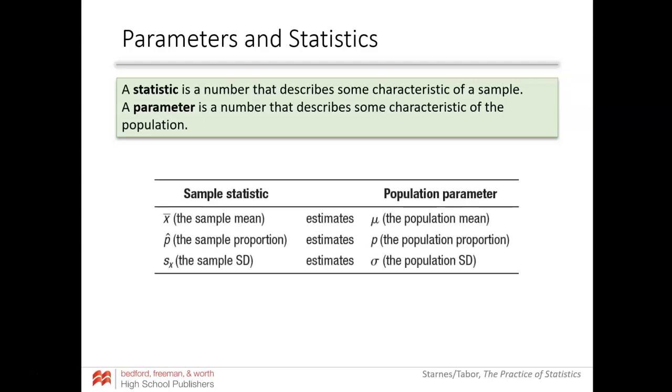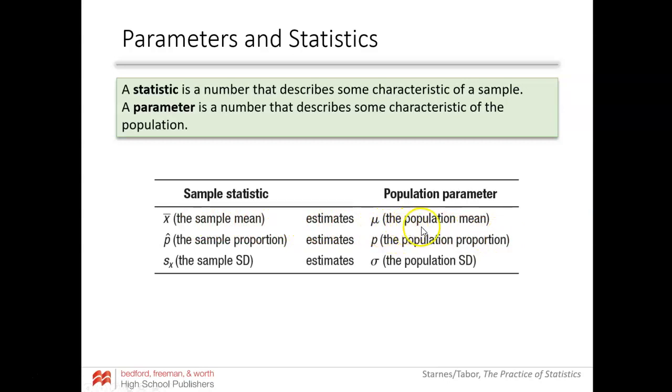You're going to notice some notation, some symbols that are used, and we have to be careful that we're using the right notation. Anything that describes our sample is called a sample statistic. You're going to see things like x bar, which represents the sample mean, p hat, which is the sample proportion, and s sub x, which is the sample standard deviation. In contrast to the population parameters, remember the whole point of this is we're using sample statistics to estimate the population parameters. That's the idea.